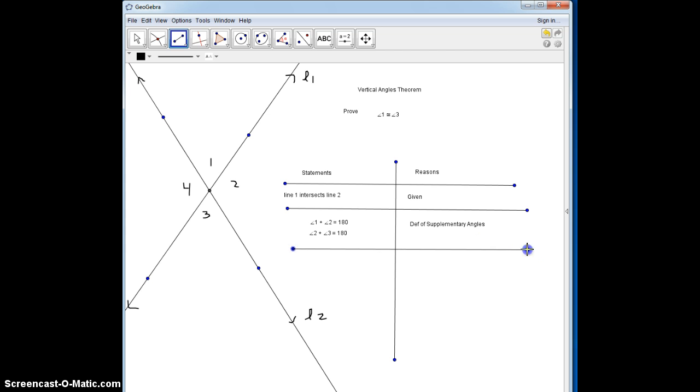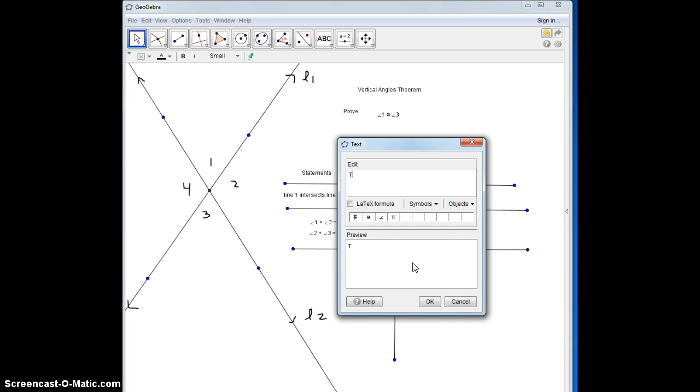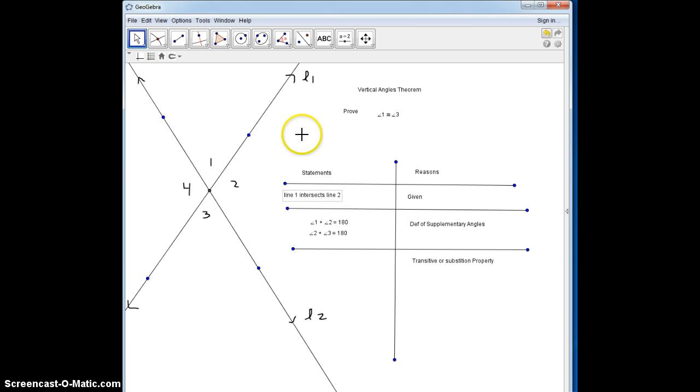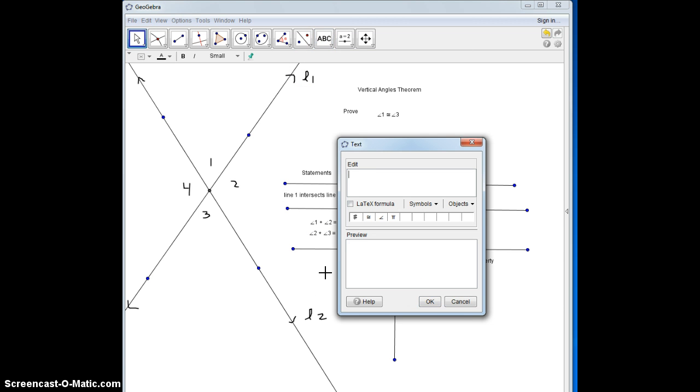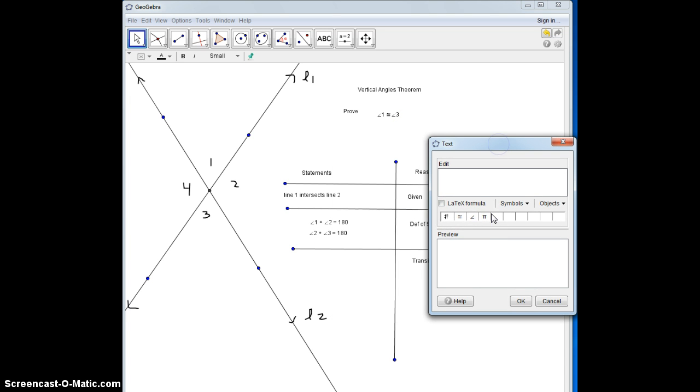Now we can substitute, since they both equal 180 degrees, so they both equal each other. So you can either call this substitution or transitive property. In the notes, they're calling this transitive property as well. So transitive or substitution property. We can say that angle 1 plus 2, well, I'm going to use the angle symbols, but I want to make sure I move this over so I can actually see which numbers these are. Angle 1 plus angle 2 is equal to angle 2 plus angle 3.